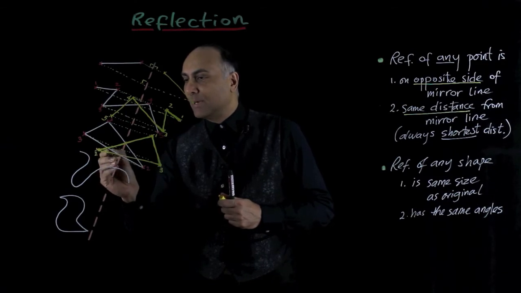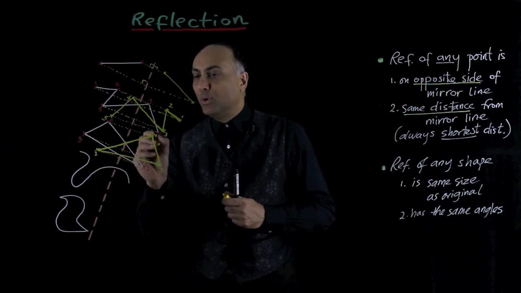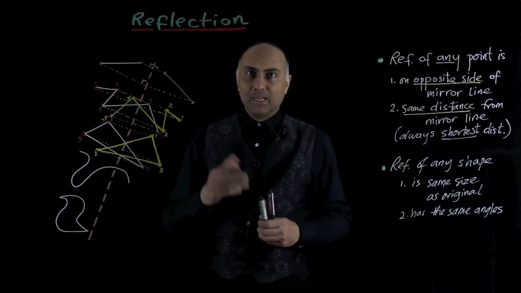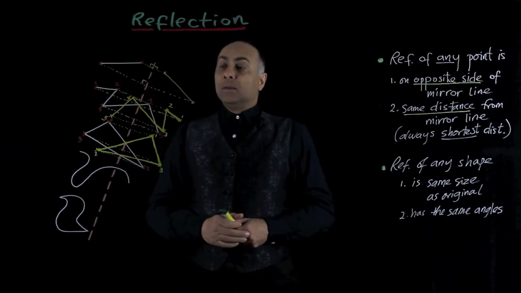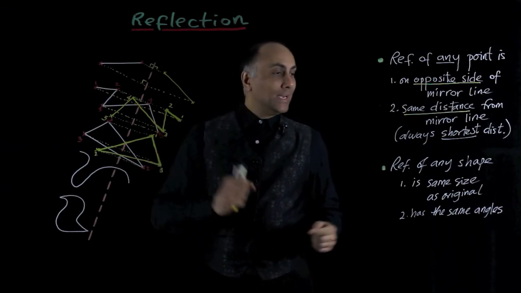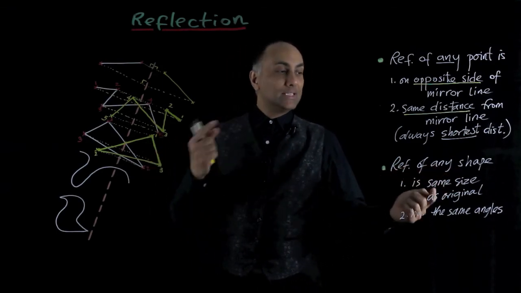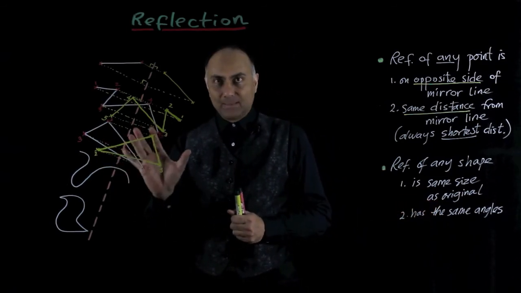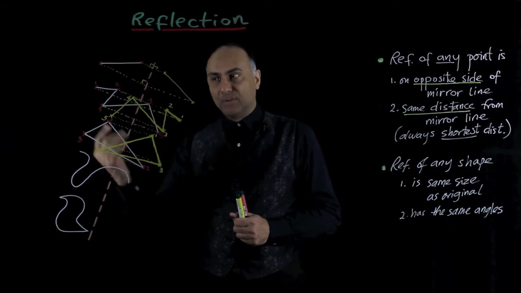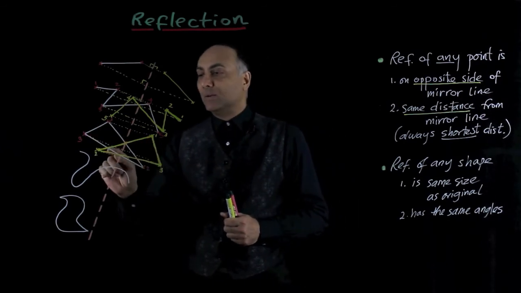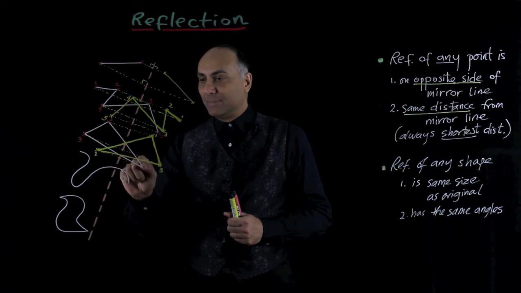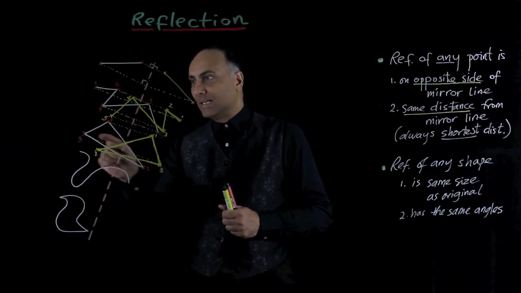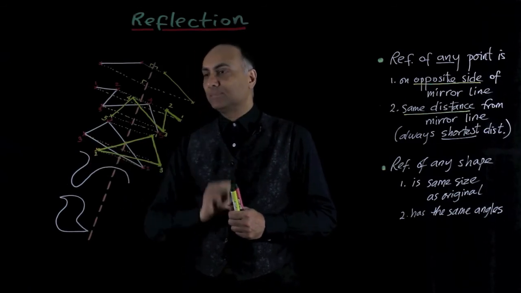So it is a matter of focusing on individual points and reflecting individual points and then joining them up in the right way. So what I've shown here with this triangle is that the reflection of any shape is the same size as the original and has the same angles. So obviously the angles are not in the same places because they'll be on the opposite side of the mirror. However, they are the same angles. So this very acute angle will be the same as this. This, which is an obtuse angle, will be the same as this. And this acute angle will be the same as this.